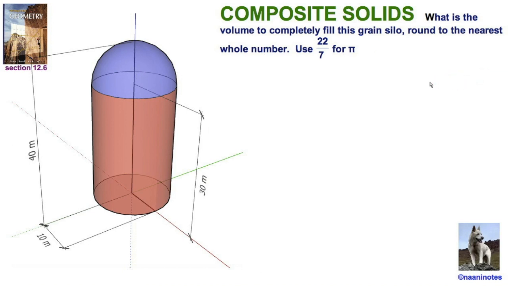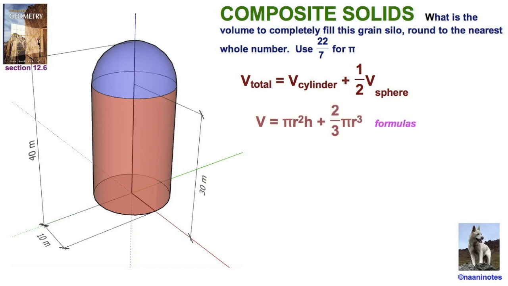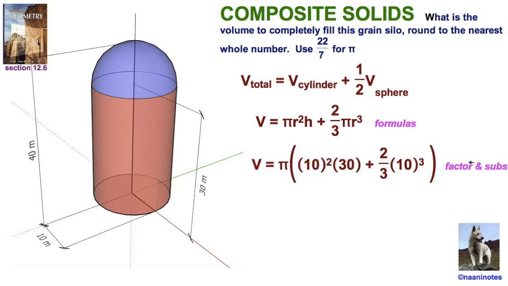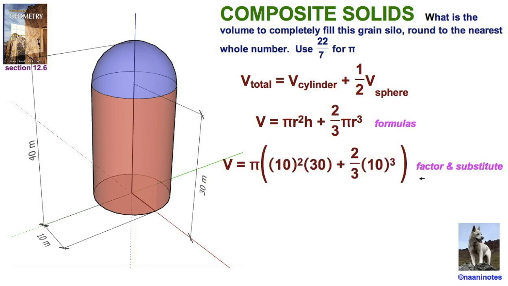So, let's get crack-a-lackin' here. The total volume is going to be the volume of the cylinder plus half the volume of a sphere. We can put our formulas in there. We know that a sphere is 4/3 pi r cubed, so half of that is 2/3 pi r cubed. We are going to use the same pi and the same r, so this is going to be easy squeezy. So I'm going to factor and substitute there. I went off the page a little bit, and so I'm going to factor out the pi.